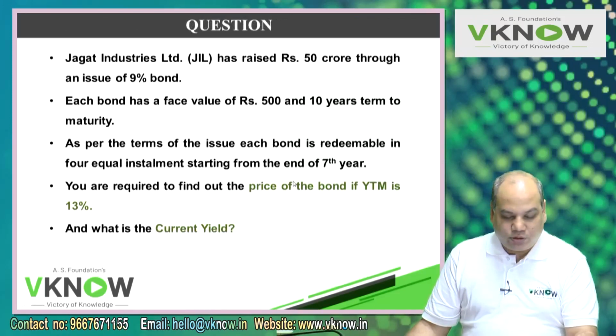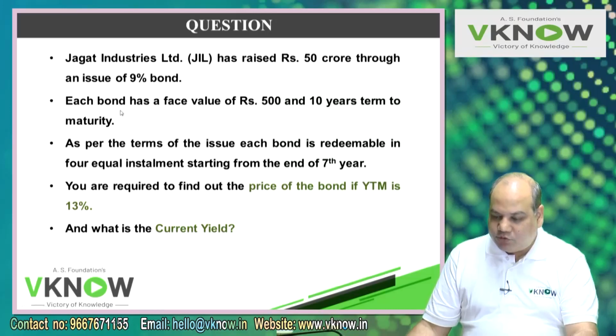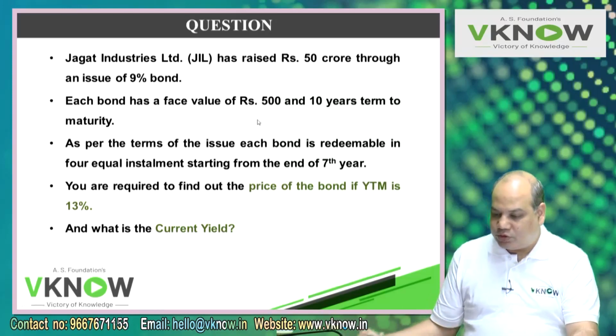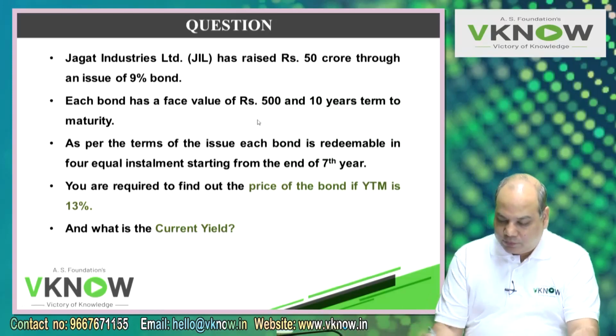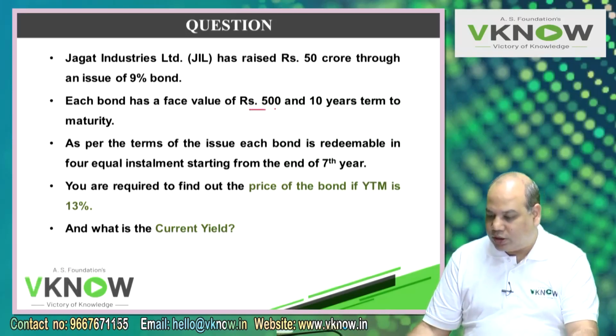So dear student, please come to next question number 10. Jagat Industries Limited has raised rupees 50 crore through an issue of 9% bond. So 9% underline, this 9% is coupon rate. Each bond has a face value of 500 rupees. So this time the bond has a different face value. Usually it is 1000 or 100, but this time it is 500.